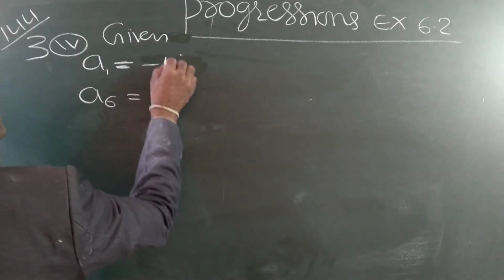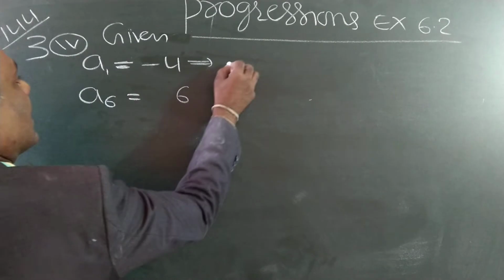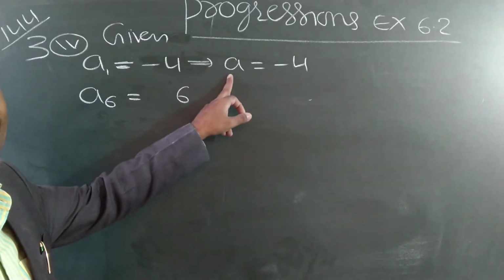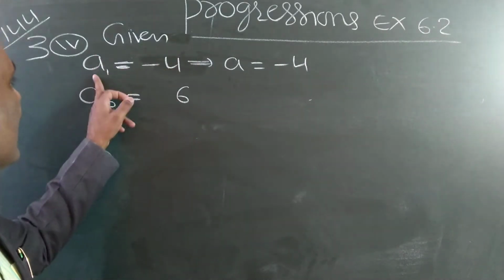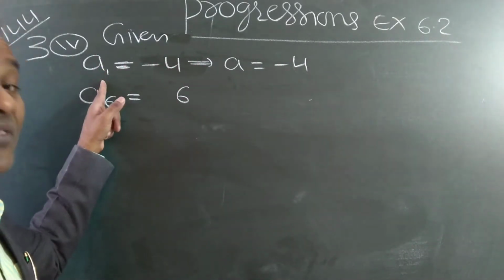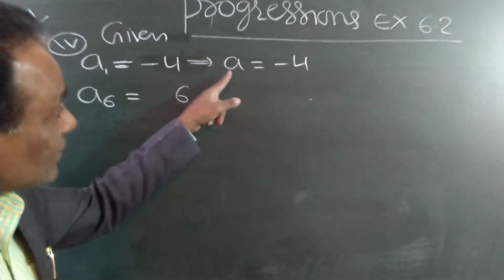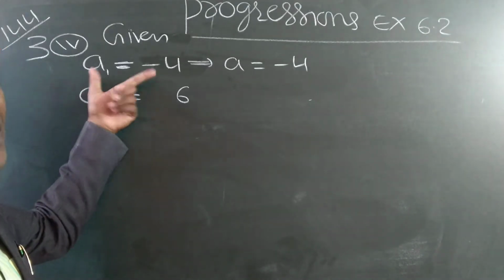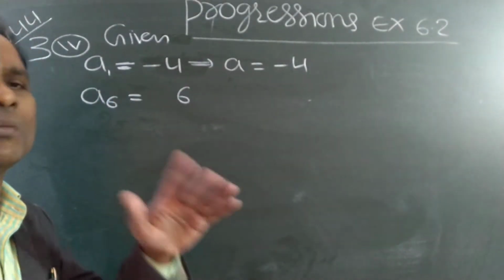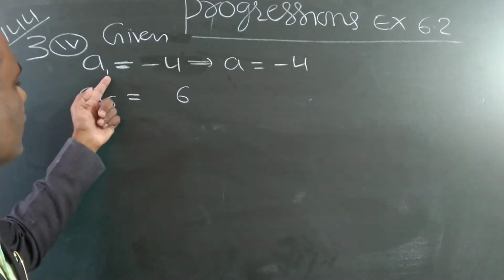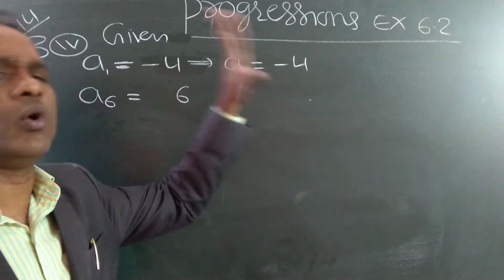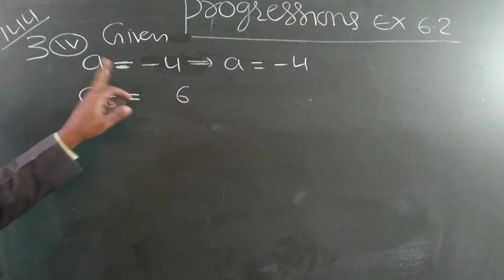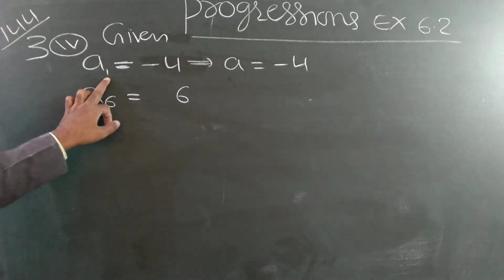A1 means, A1 or A both are same. Because in formula, we use A. So we use the symbol A. A1 or A both are same. What is A1? First term. What is A? First term. Because same first term, if I use two symbols, you may get confused. So whenever first term is given, I take it as A only, not A1. Okay. Now, in the problem it is given like that, but we have to understand that A1 means first term. First term is denoted by A.